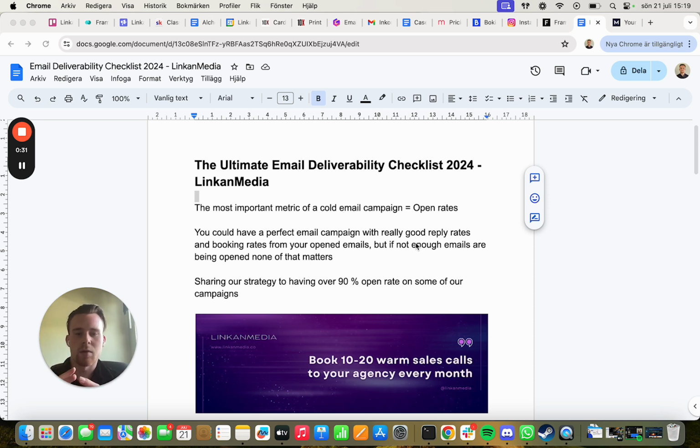So if you, for example, have a really good reply rate of maybe 20% and a positive reply rate of 50%, none of that matters if your open rate is around maybe 10 to 20%. So if you can just improve your open rate, then you will reach much better results basically. And I'm going to share our strategy to having over 90% open rate on some of our campaigns doing cold email.